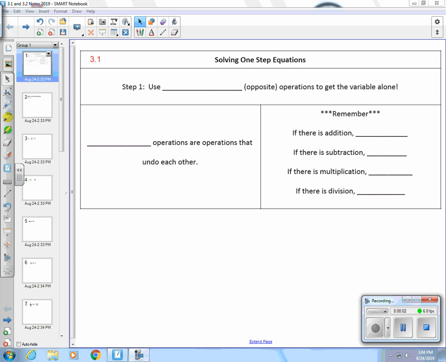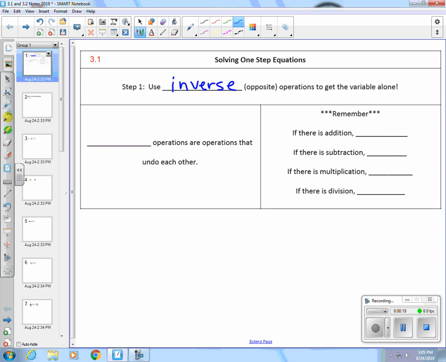Today we are working on section 3.1 and 3.2. 3.1 is solving one-step equations. When we're solving one-step equations, we must use the inverse operation. You can say it's the opposite operation in order to get the variable alone.